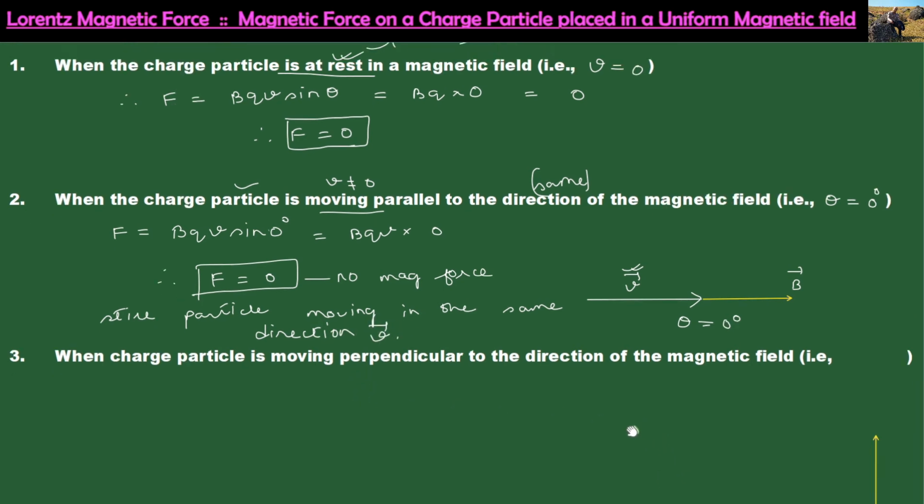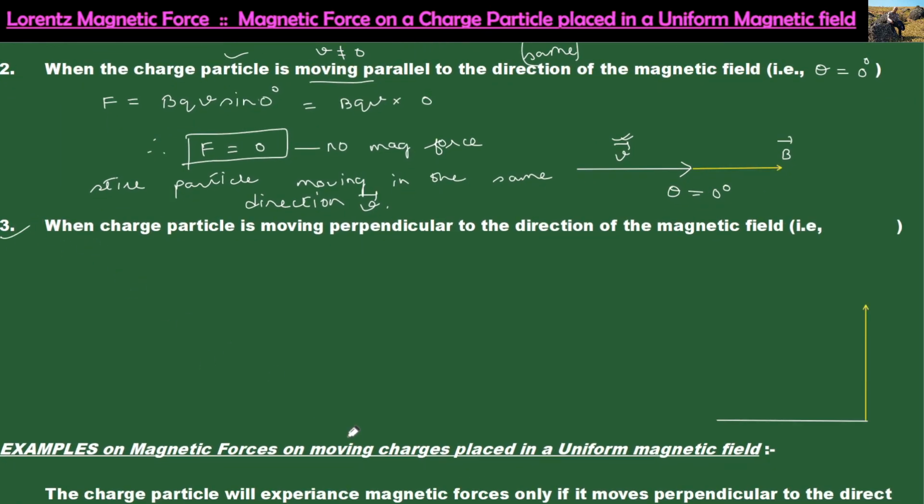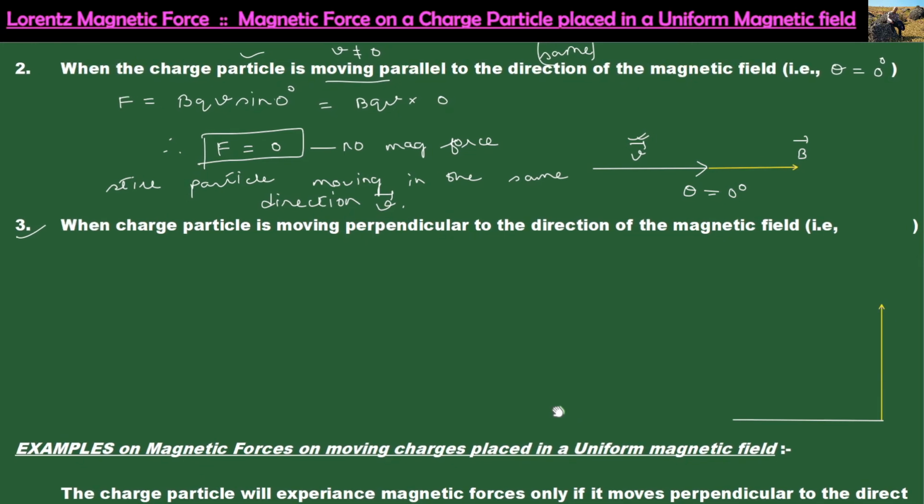Now, the only possible case when the charged particle experiences a magnetic force is when the charged particle is moving perpendicular to the direction of the magnetic field. That means only for the case when theta is equal to 90 degree, then and only then the charged particle will experience a magnetic force.